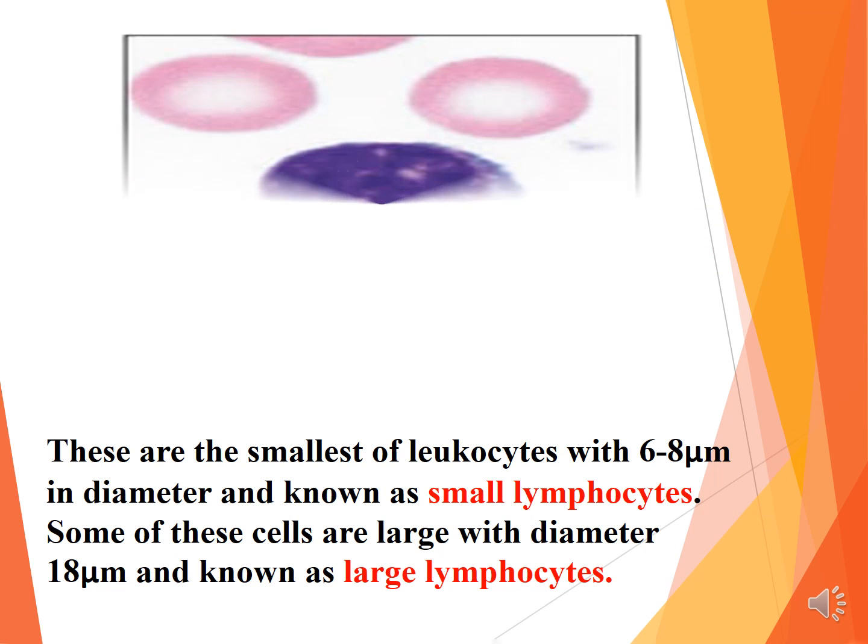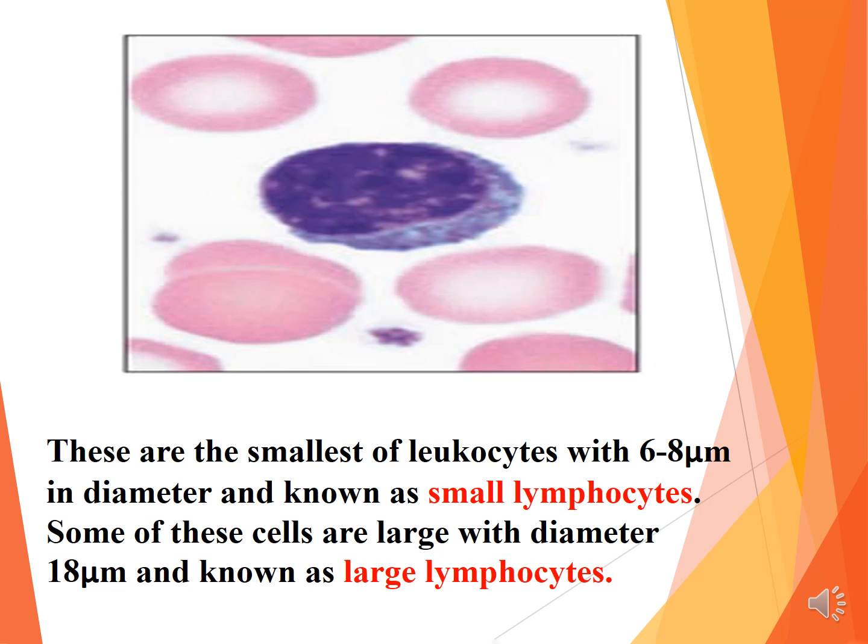These cells are the smallest of leukocytes with 6 to 8 micrometer in diameter and known as small lymphocytes. تعتبر خلايا الليمفوسايت هي من أصغر كريات الدم البيض بالمقارنة مع بقية الأنواع. Some of these cells are large with diameter reach to 18 micrometer and known as large lymphocytes.